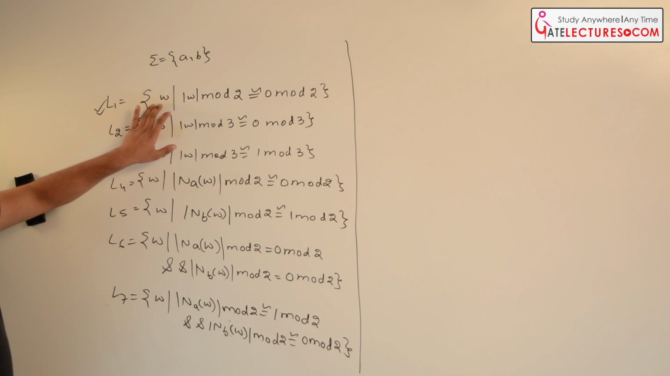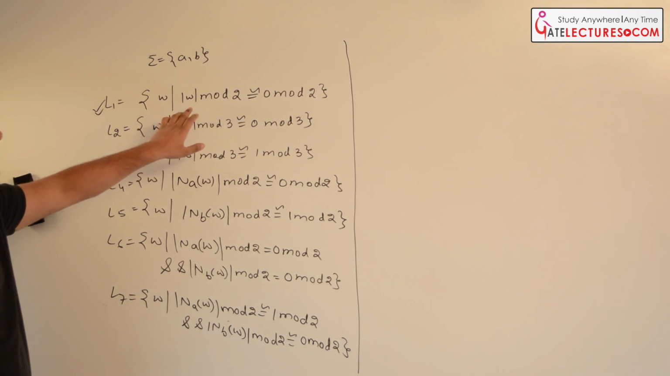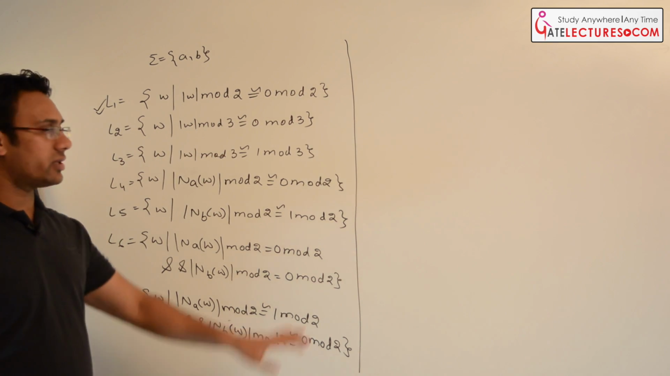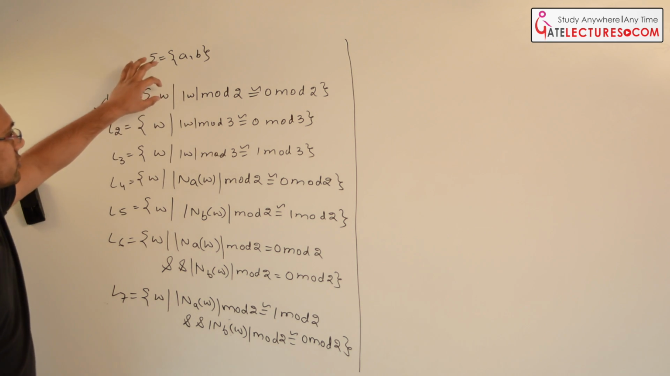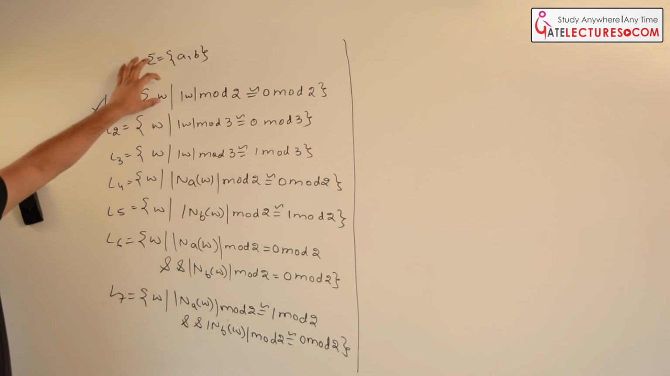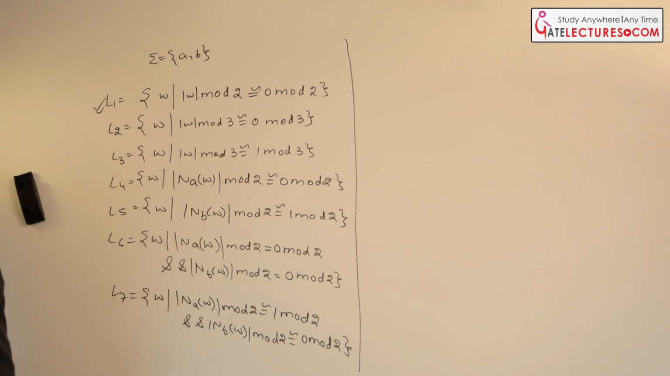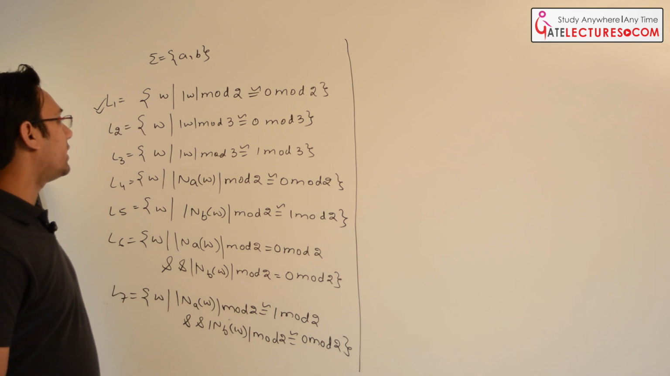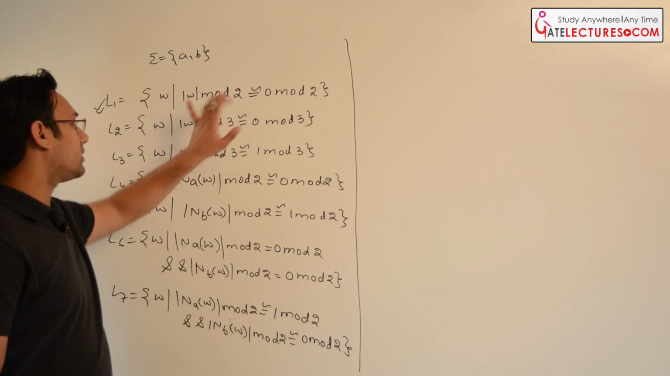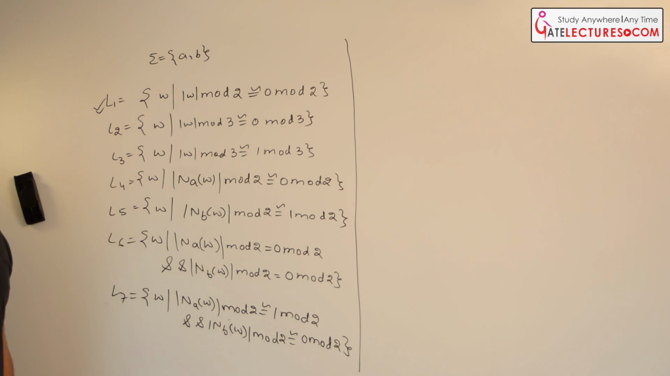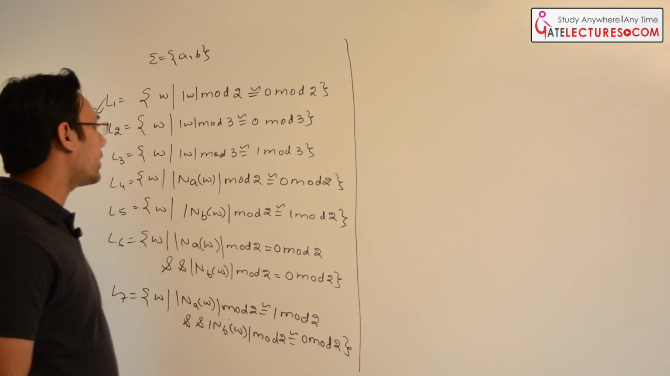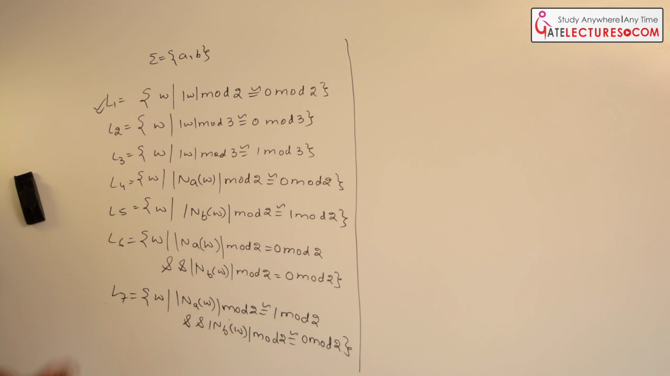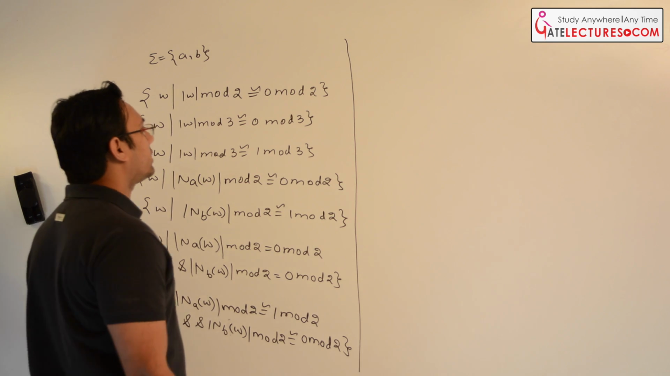For the language L1, we have W such that length of W mod 2 is congruent to 0 mod 2, which we have already seen. What are the strings here? Strings of length 0, 2, 4, 6, and so on. This language represents even length strings, right? You have already seen this example in the first or second videos, and we have already drawn DFAs for it. So let me just draw this again quickly.